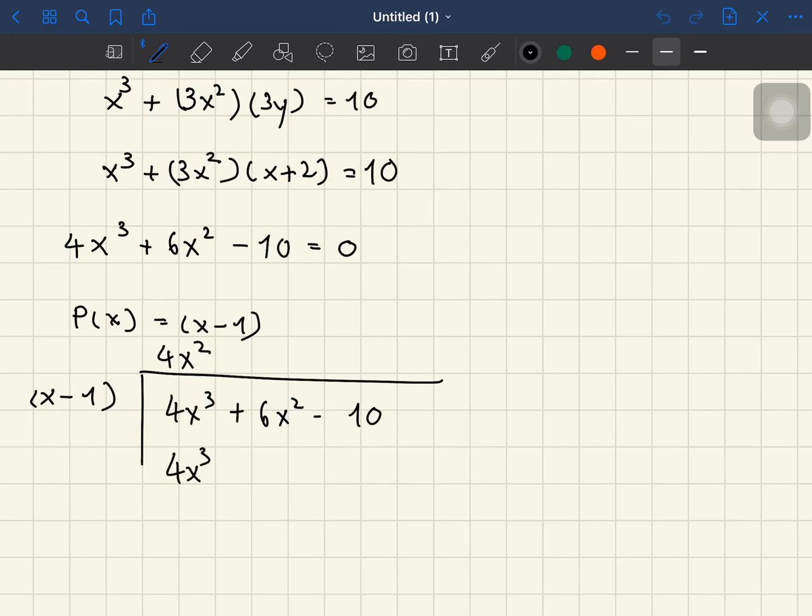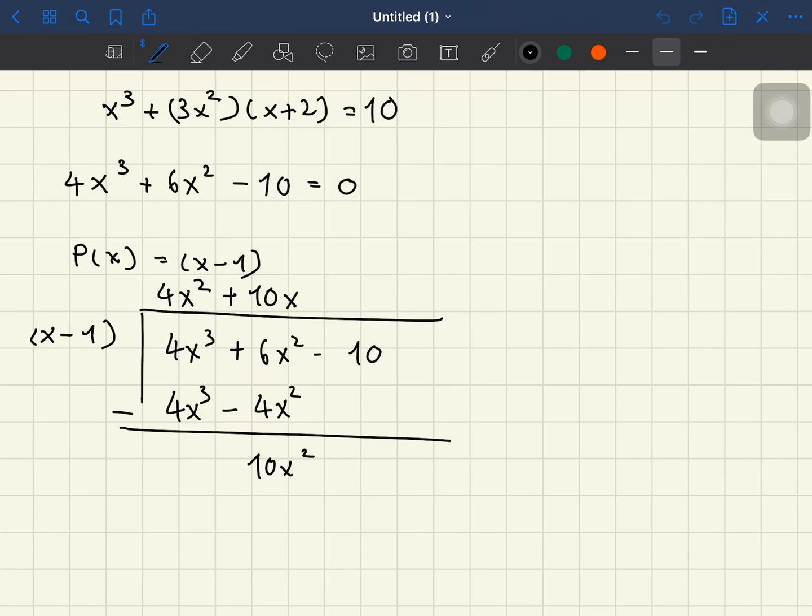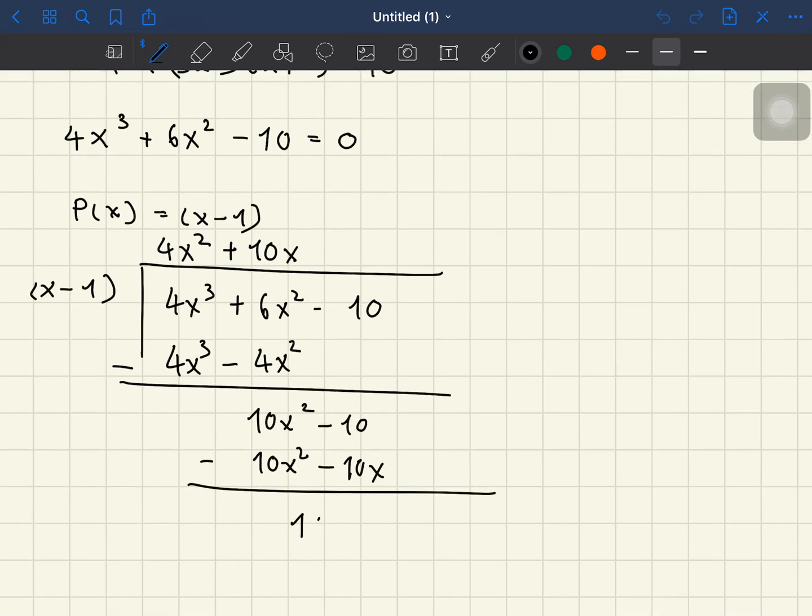Then you will have a 4x squared, and then minus 4x squared. Then here you will have 10x squared and then plus 10x. As you can see, you have 10x squared, and then here you will have minus 10x. So it's not enough, you need some more. This is minus, remember. And then you must have also minus 10 here, so plus 10. And you will have 10x minus 10.